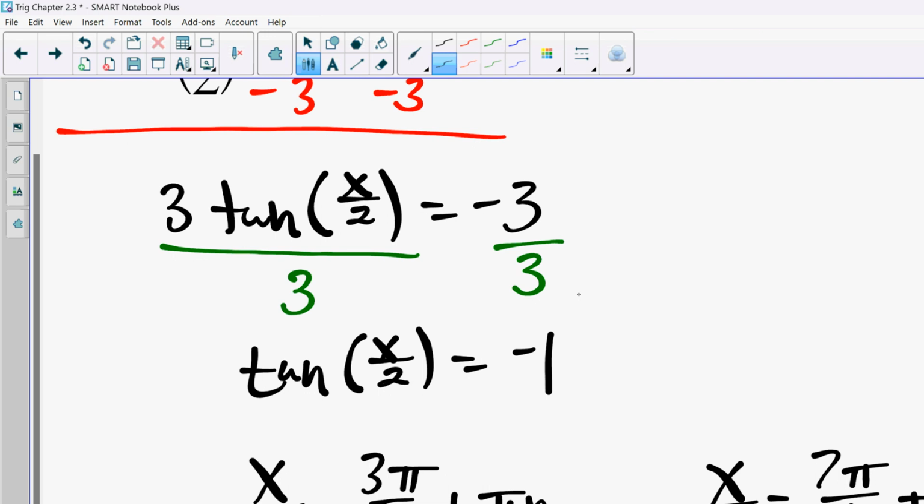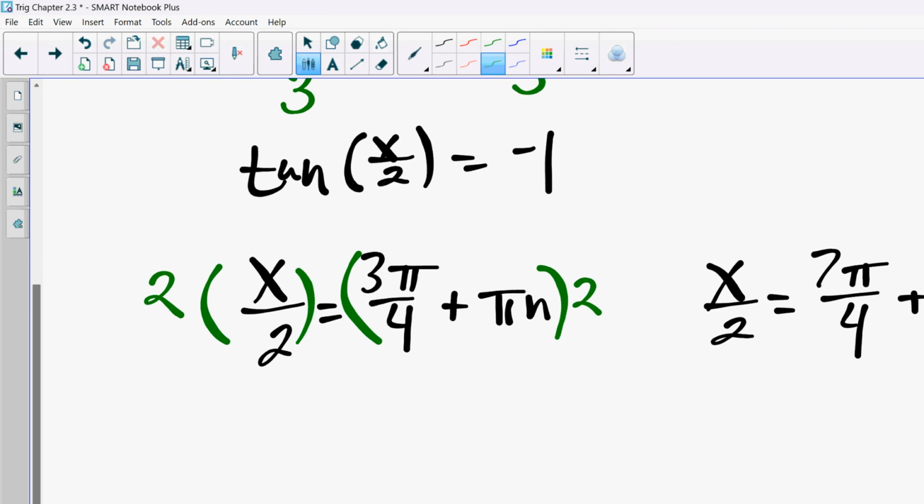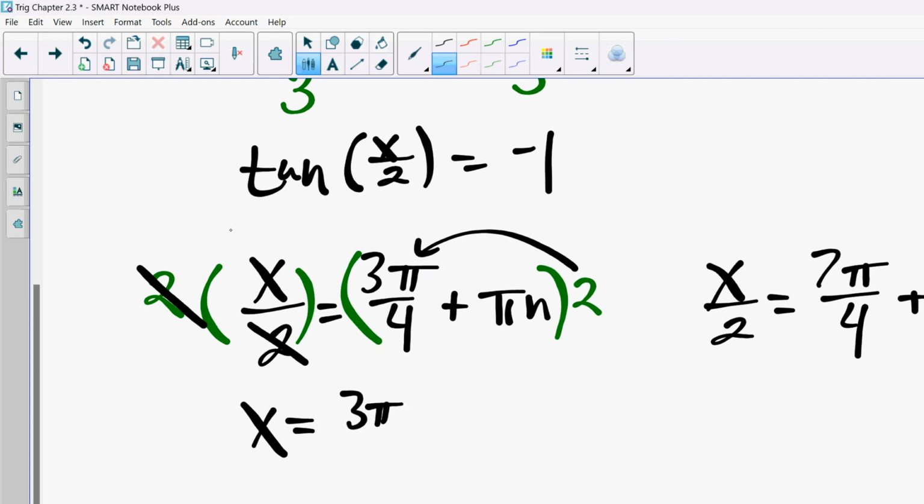Anybody have a guess at what we're going to do next? Multiply by 2. We divided by 2 last time because we needed to get x, or the angle, by itself. So this time we're going to multiply by 2, because here the 2 and 2 would cancel, telling us x is by itself. Here we can multiply through by 2. So we do 2 times 3 pi over 4, which is going to give us 3 pi over 2. 2 times pi n is going to be plus 2 pi n.